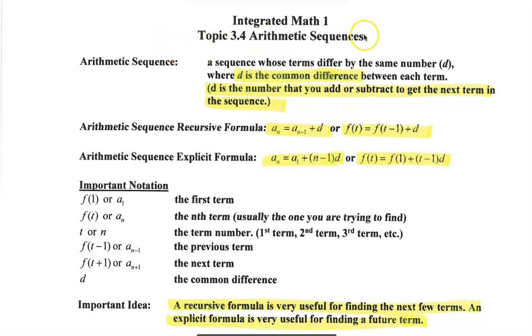In this lesson, we're going to talk about arithmetic sequences. So first, what's an arithmetic sequence? It's a sequence that differs by the same number every single time. That number is called the common difference.